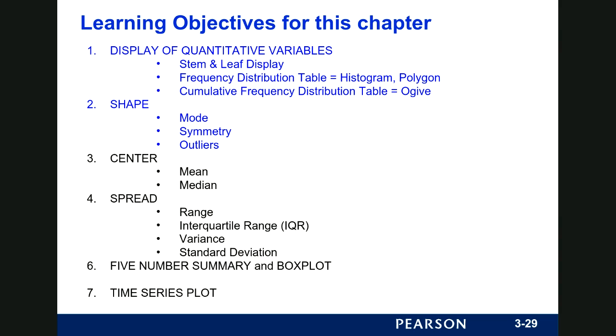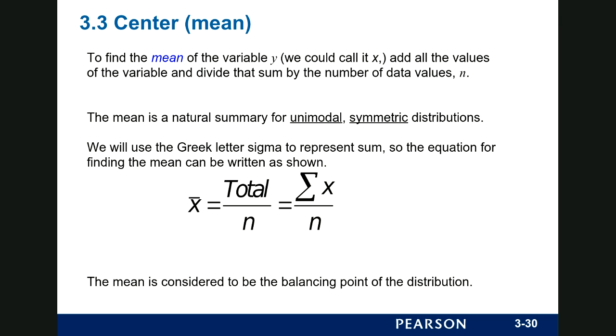We stopped at shape. So in today's class, I'll spend time on center, spread, 5-number summary and box plot, and the time series. So let's start with center. Center involves mean and median. I'm going to start with mean. Another word for mean is average.